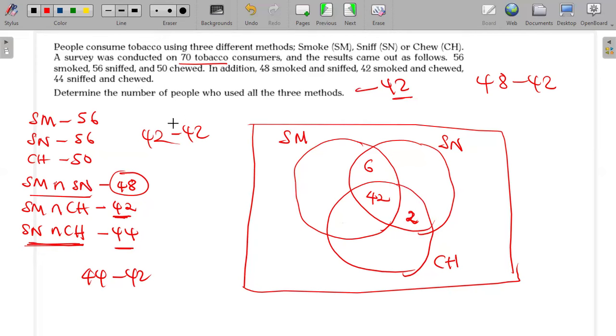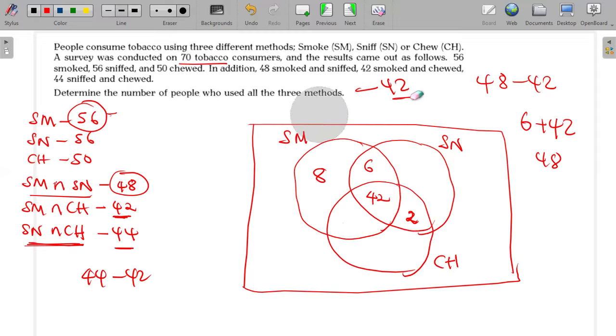Okay. And then now you consider the remaining set. So here we had 56. So 56 are the ones that smoked. So when I add all the numbers that are in this smoked set, you're supposed to have what? 56. So if we add 6 plus 42, you get 48. Then you subtract from the 56. So you have 56 minus 48, you get 8.